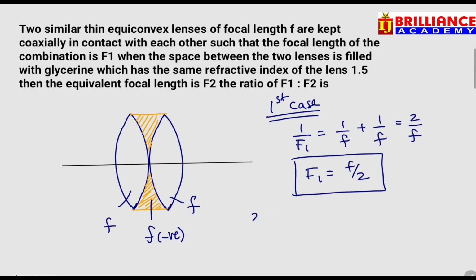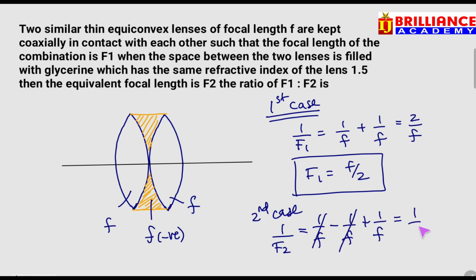Now coming to the second case. 1 by F2 is 1 by f minus 1 by f, because this concave portion is negative, then again plus 1 by f, so two terms get cancelled, so 1 by f. So F2 is becoming equal to f. So that's it. Now I know F1, I know F2.